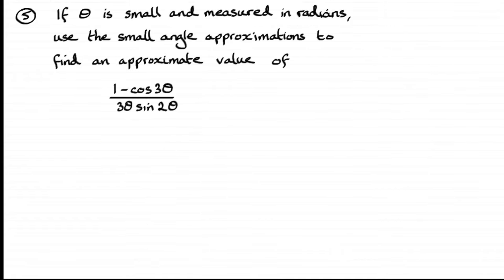Question 5, the last one. Okay, so small angle approximations. If theta is small and measured in radians, use the small angle approximations to find an approximate value of (1 - cos 3θ) / (3θ sin 2θ). So you've got to know a little bit about your small angle approximations.